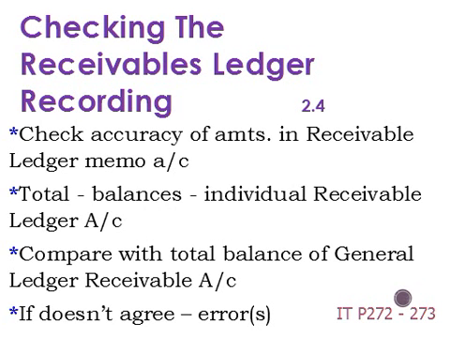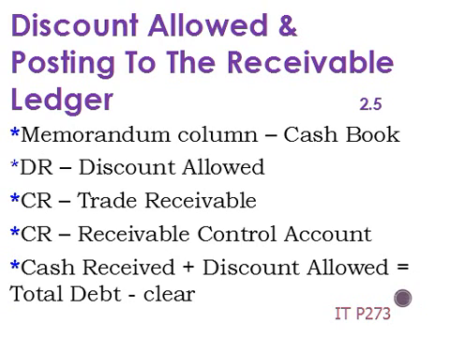In order to check the accuracy of amounts that have been recorded in the receivable ledger memorandum accounts, work out the total of the balances on the individual receivable ledger accounts and compare it with the total balance of the general ledger receivable account. If they don't agree, then an error or errors may have been made. Discount allowed is kept as a memorandum column in the cash book, because it has nothing to do with the actual cash or monies being received. The double entry for discount allowed is debit, discount allowed. Credit, trade receivable and receivable control account. The cash received plus discount allowed equals the total debt that needs to be cleared.